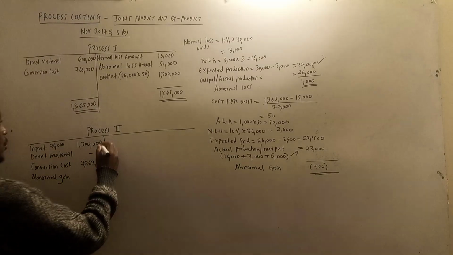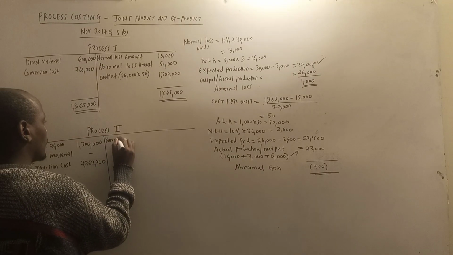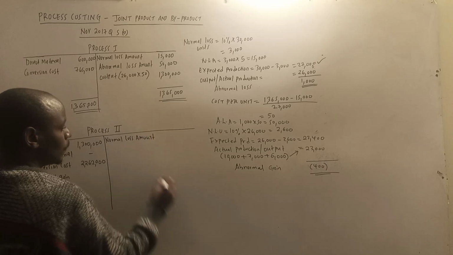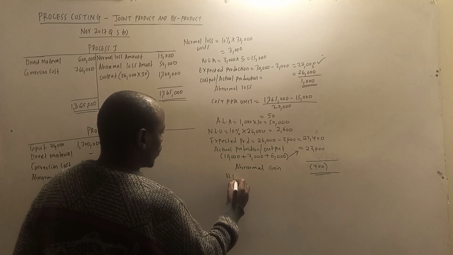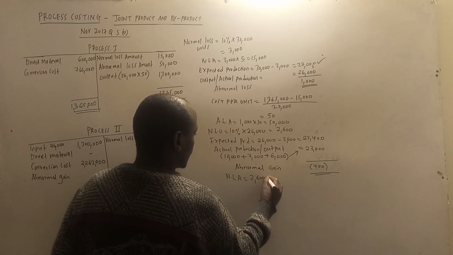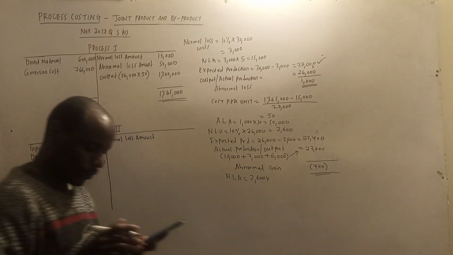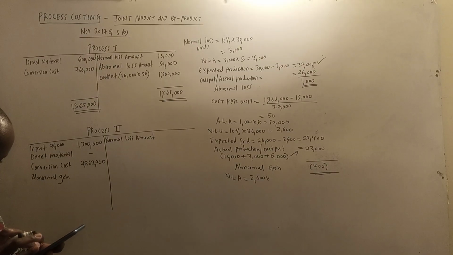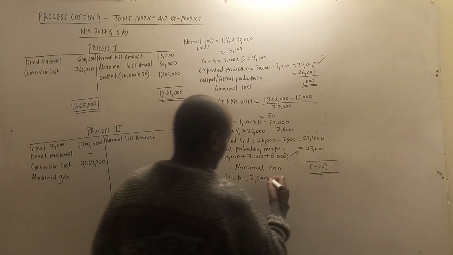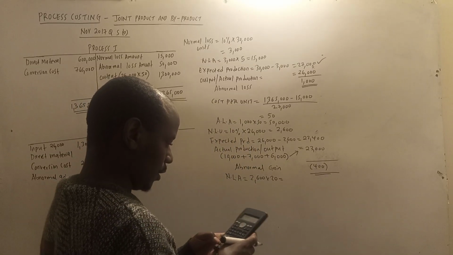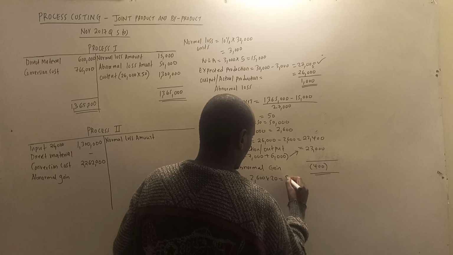Now, let's compute normal loss amount. You pick our normal loss, which is 2,600. You multiply with the cost per unit for the scrap. So let's go to the scrap value. Scrap value for process 2 was 20. So 2,600 times 20, that is 52,000.